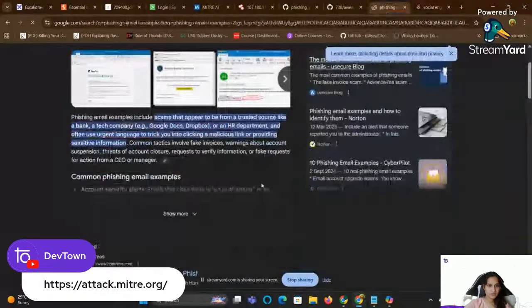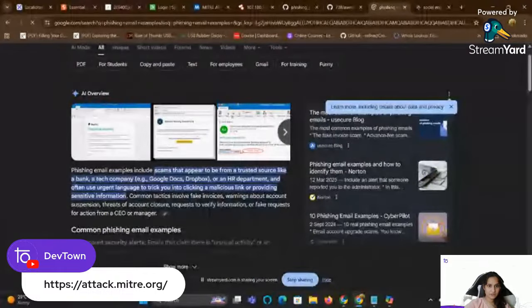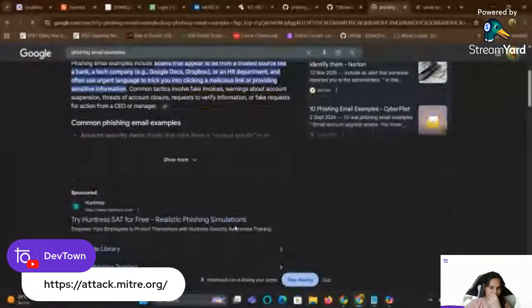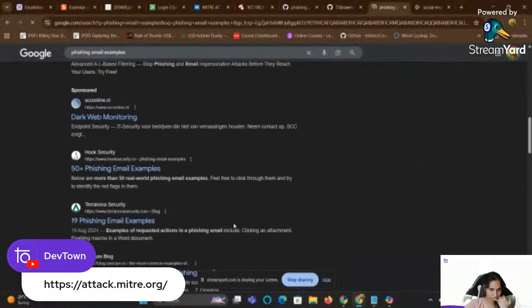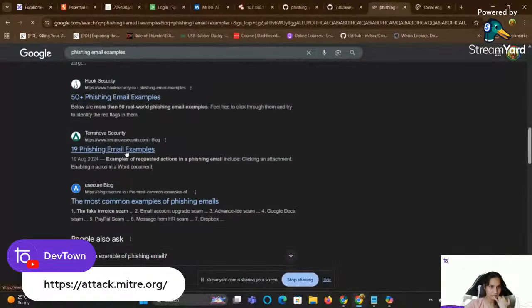Here you can see there is an option, phishing email example. All right, I will show you, just a second, please. Yeah, here we go, and we are going to see these 19 phishing email examples.